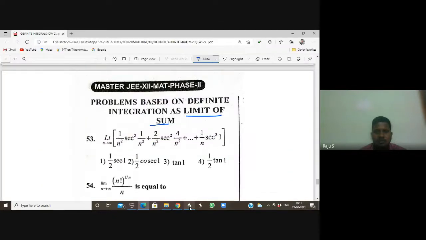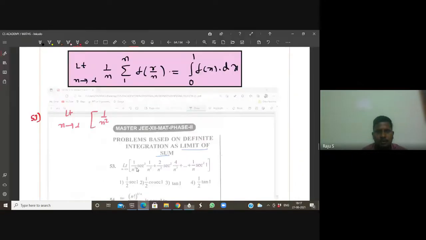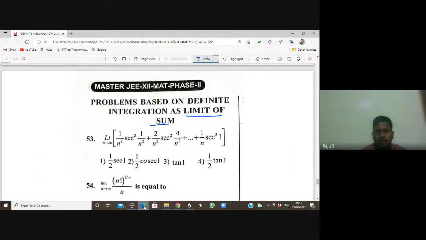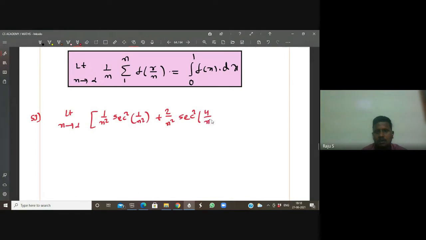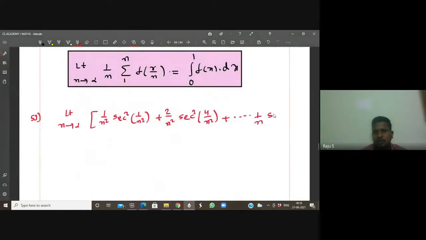What is the first question? Question number 53. Limit n tends to infinity, 1 by n square secant square 1 by n square, plus 2 by n square secant square 4 by n square, plus so on. The last value is 1 by n secant square 1.